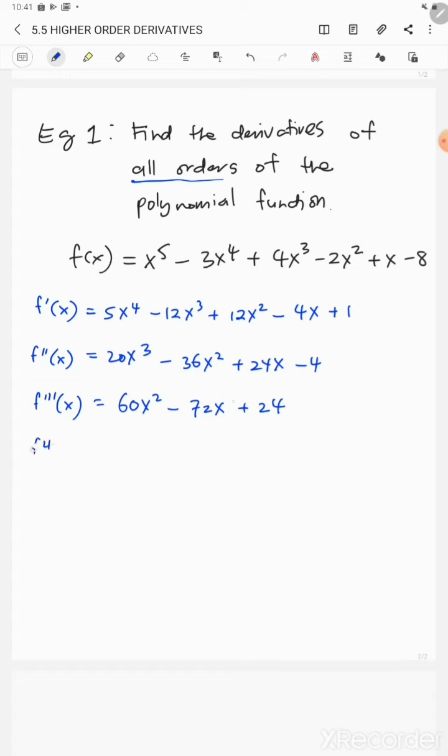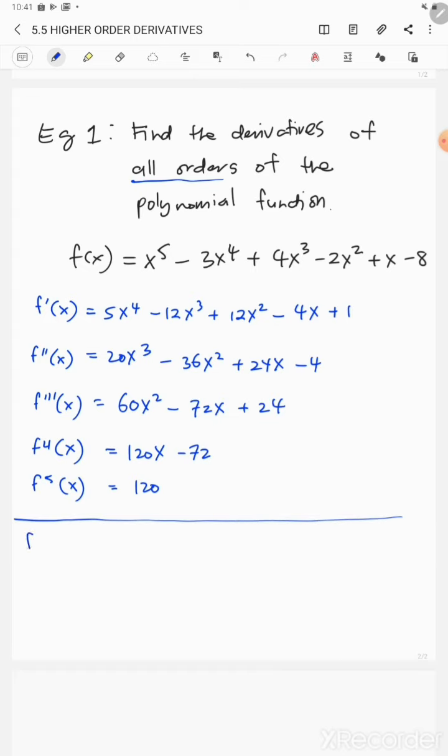Differentiate the fourth order. So what we get is 120x minus 72. Then the fifth order, f5: differentiate this one, differentiating 120x we get 120 and minus 0. So we stop here when we get the value of 120, because if we differentiate 6 times, differentiating 120, we get 0, so this is incorrect. So you have to stop when you get the value of 120, before 0.